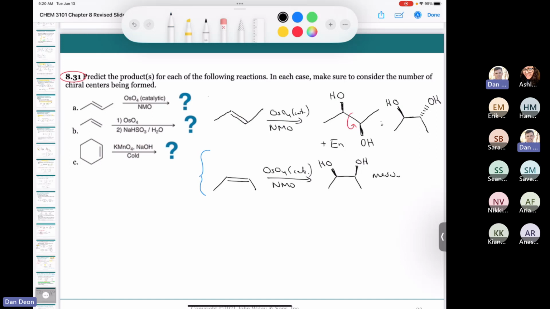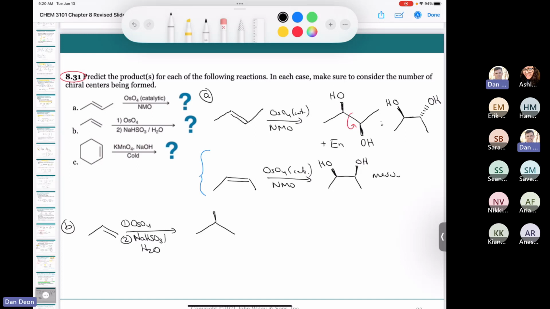So this is A. And then in B, we have propylene, and we're treating that with osmium tetroxide. And then in the second part, we're treating it with sodium bisulfite and water. And that does a dihydroxylation. It's going to be a syn dihydroxylation.